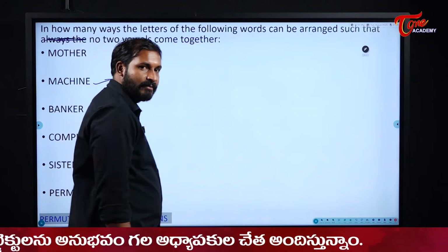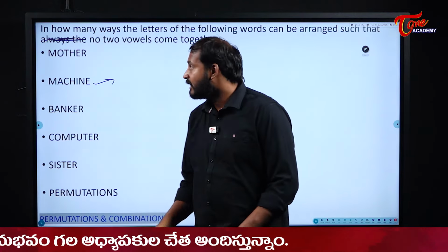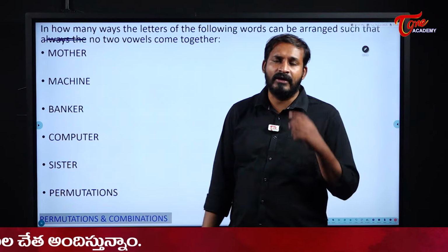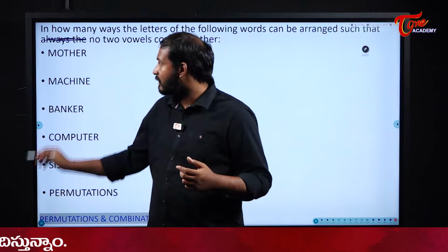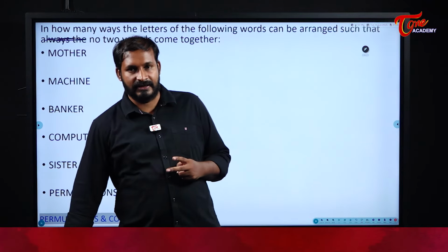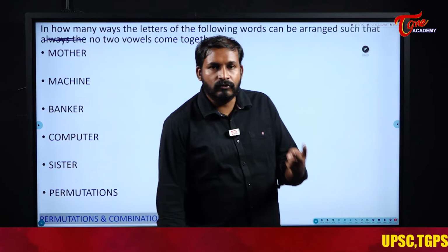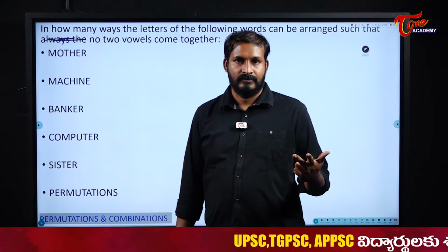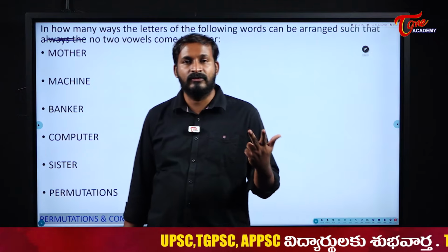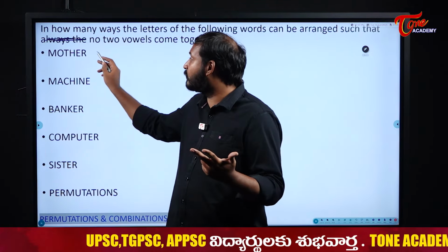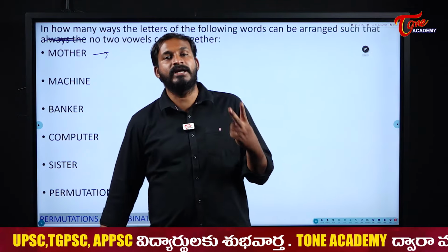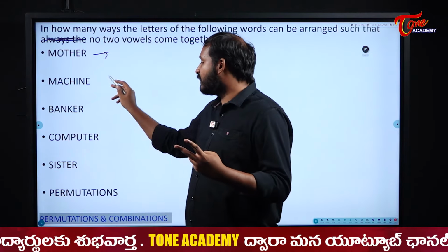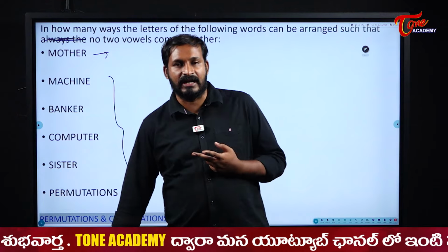No two vowels coming together. Please be careful. If there are only two vowels in the given condition, here O and E, only two vowels are there. So no two vowels coming together and vowels not coming together are the same when the vowels are only two in number. For more than that, we will have different conditions.